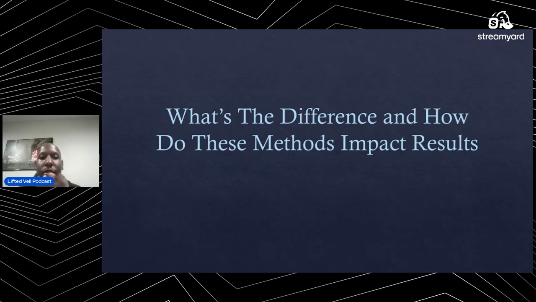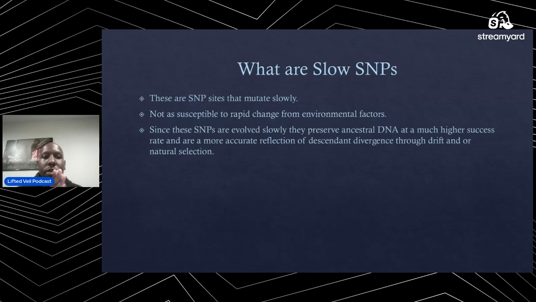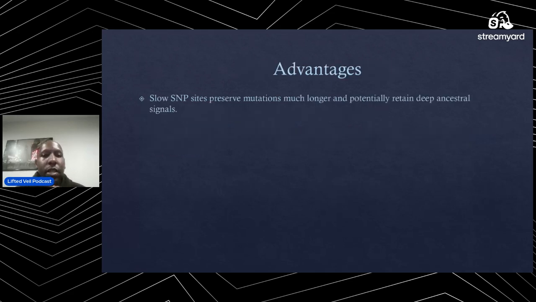What's the difference and how do these methods impact results? What are slow SNPs? These are SNP sites that mutate slowly, not as susceptible to rapid change from environmental factors. Since these SNPs evolve slowly, they preserve ancestral DNA at a much higher success rate and are a more accurate reflection of descendant divergence through drift and or natural selection. Advantages: slow SNP sites preserve mutations much longer and potentially retain deep ancestral signals.